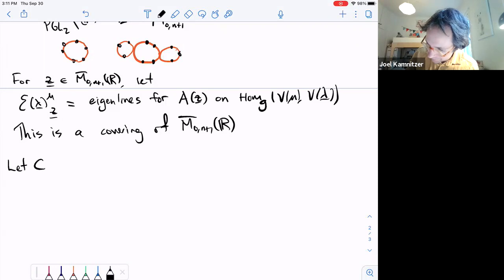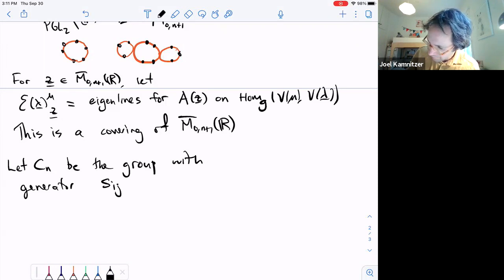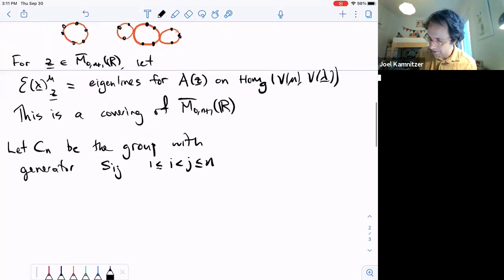So let Cn be the group, just an abstract group, with generators as follows. S_ij, where i and j run from 1 to n, with i less than j, which we think of as being associated to the interval between i and j. So those are the generators. And then the relations in this group are as follows.